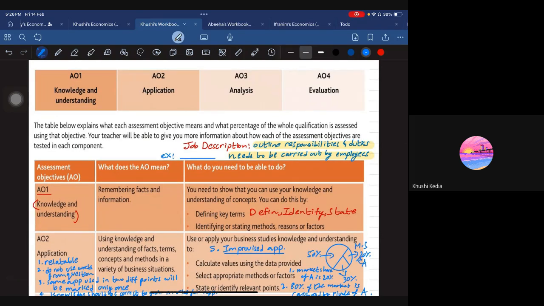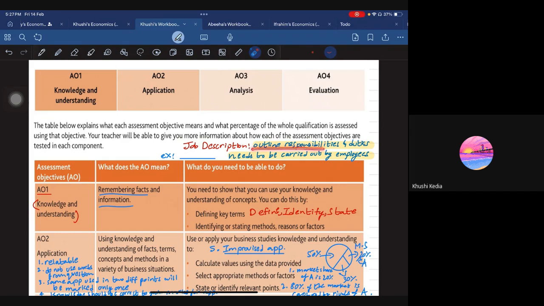Knowledge and understanding is basically that you need to remember the facts and provide information. So any concepts that you know, that is your knowledge. What sort of question can they ask you? Probably to define something, to identify, or to state. Then I also said that when you are defining something, you need to provide at least two elements to it while defining it.